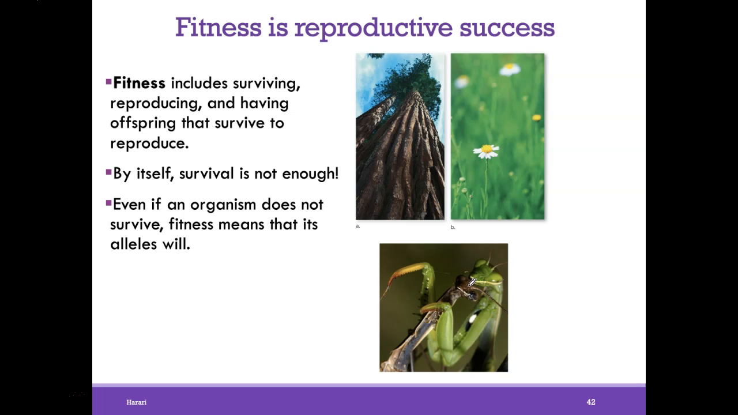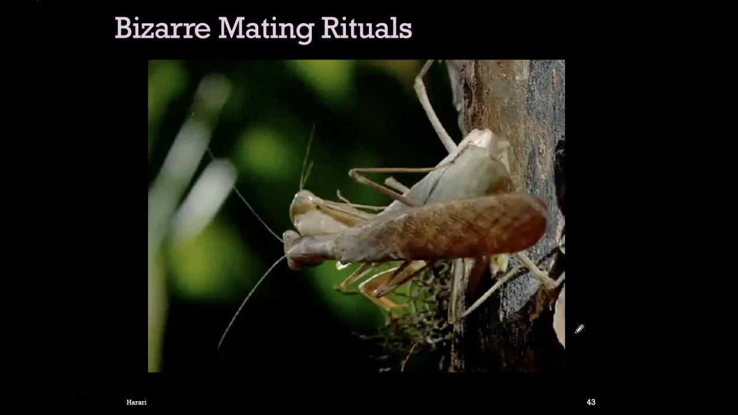So even though this male praying mantis is basically dying, its offspring, the genotype of this male praying mantis, will be passed on. It'll be more likely for it to be passed on because the female will be better fed and will have more nutrients to support the developing offspring. So we could watch a video of this together.